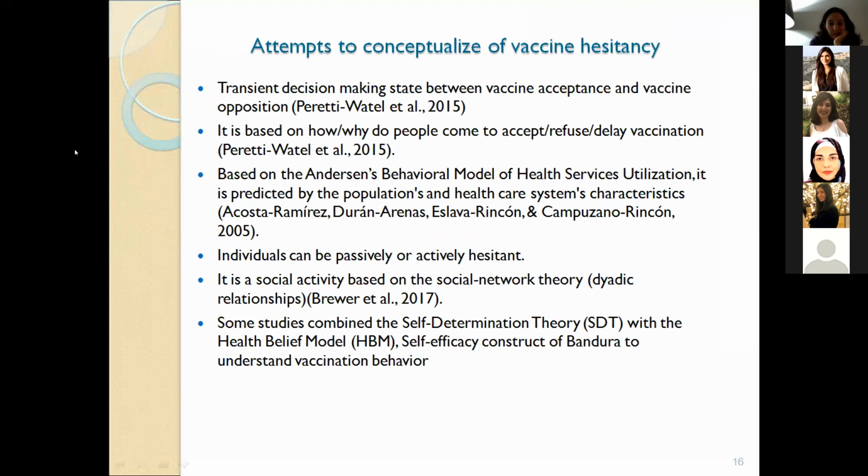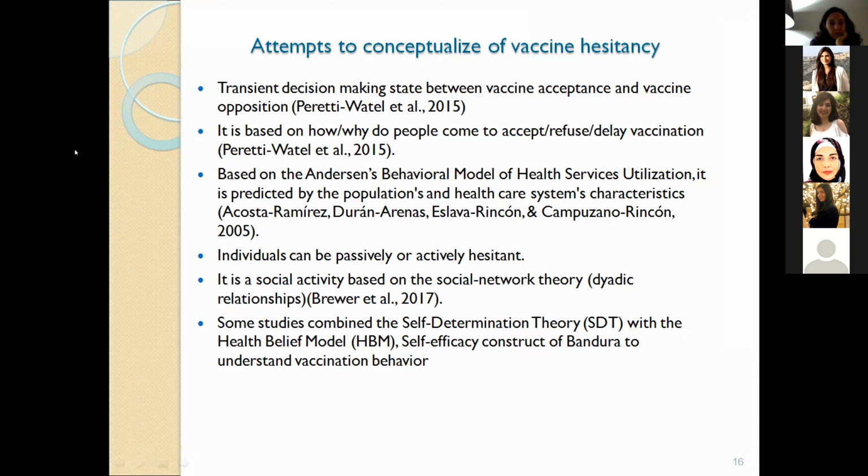So what were the attempts to conceptualize vaccine hesitancy? Because the definition is really broad, we need to empirically measure it. Peretti-Wattel said that it is a transient decision-making state. So it's like a time period that a person enters and starts to do a lot of thinking. It is a stage between a decision and an actual behavior, where you go either with an acceptance or an opposition.